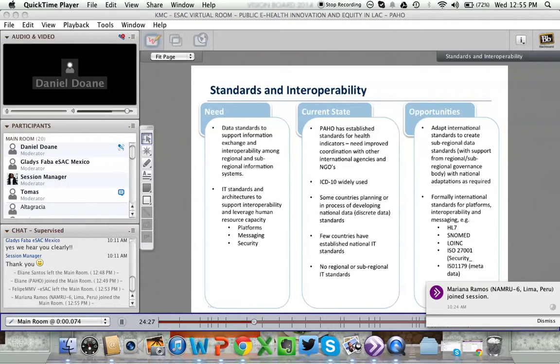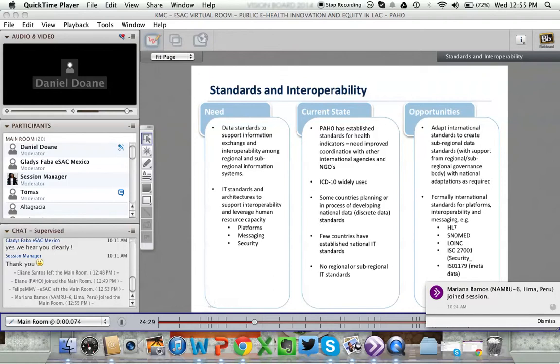I don't think very many countries that I've worked with have formally established national IT standards internally in terms of adherence to platform standards, messaging standards, communication standards. I think those are still emergent, and I have not yet really seen any I would call regional or sub-regional IT-based standards at this point in time.